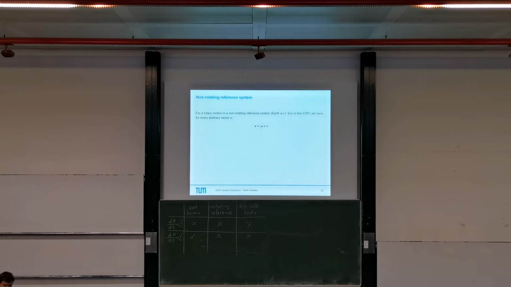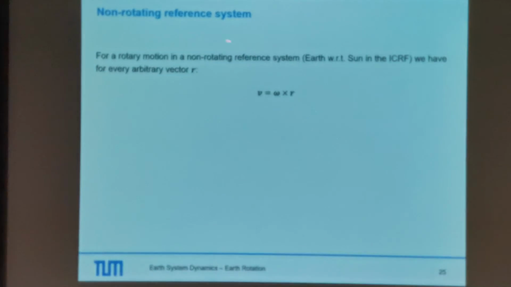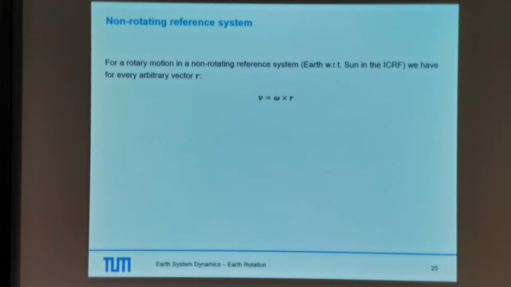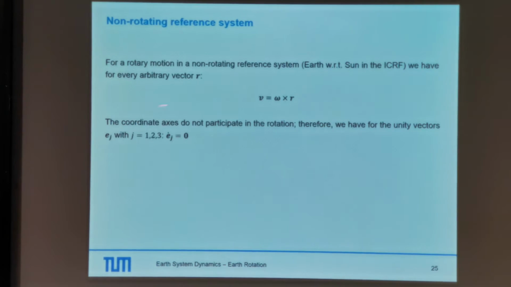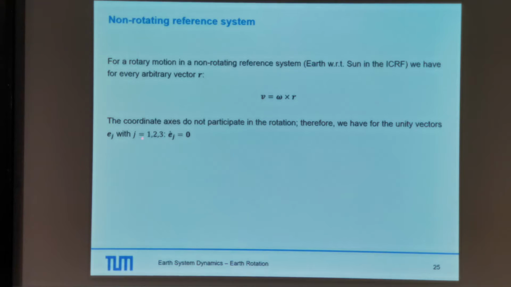Okay, now let's extend the equation by the rotating reference system. If we have a rotary motion in a rotating reference system, for example, the terrestrial reference system, the Earth with respect to the Sun in the ICRF, we have for every arbitrary vector r, in this case, again, this equation. And now, the coordinate axes do not participate in this rotation. Yeah? So therefore, the unity vectors of our coordinate system are E1, E2, E3, and the derivatives after the time are 0, since they are constant in time.